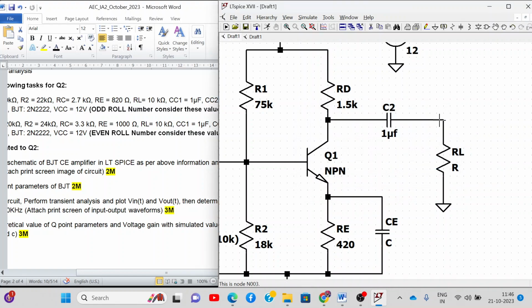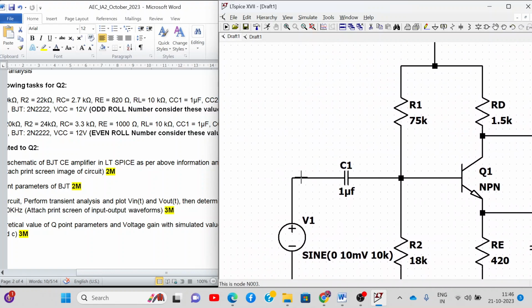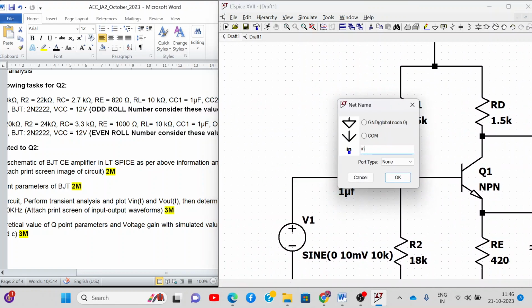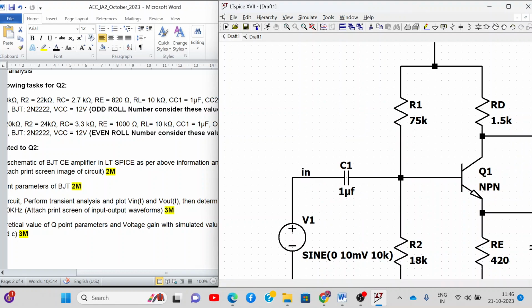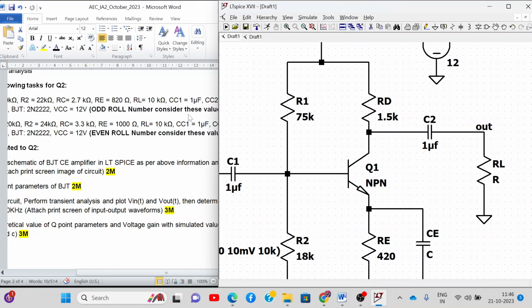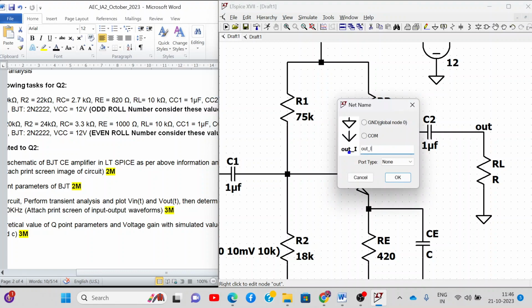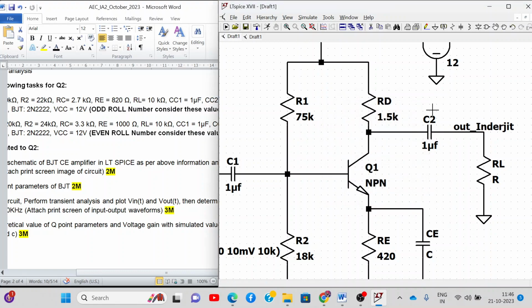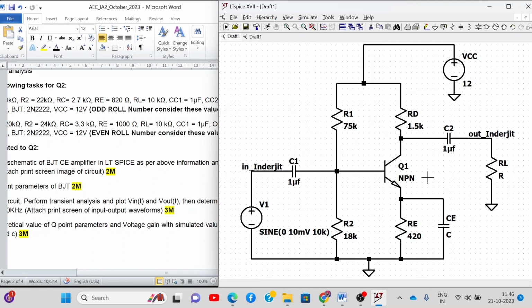This is RL. Okay, this is V out, so I'll label the terminal as out here. And this is my V in, I label the terminal as in, like this. Clear to you? Or I can label the terminal as V in underscore your name. So I'm entering my name over there, and out underscore. Okay, up till here clear to you?